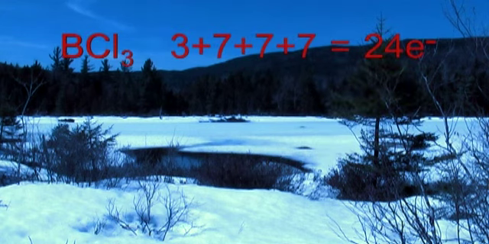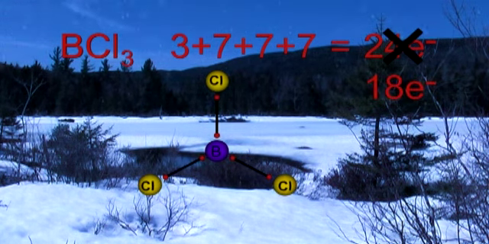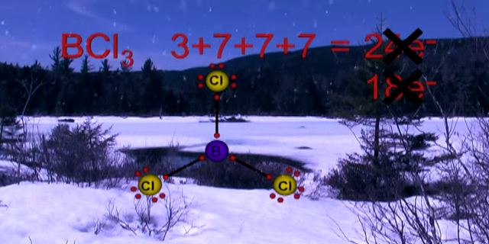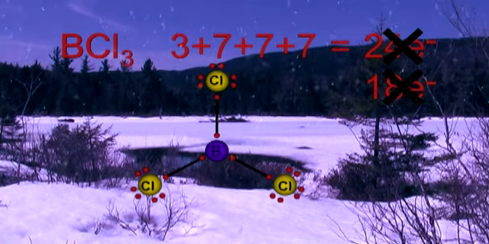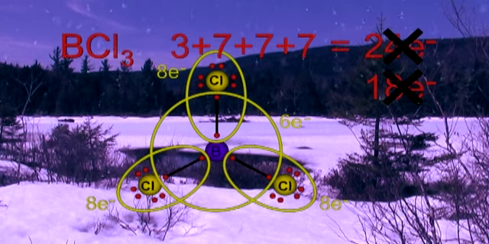Boron has 3 valence electrons, and each halogen has 7. Six electrons are used to make the 3 bonds. Thus, the remaining 18 electrons are distributed over the 3 chlorine atoms. However, the central atom only has 6 electrons and does not obey the octet rule.